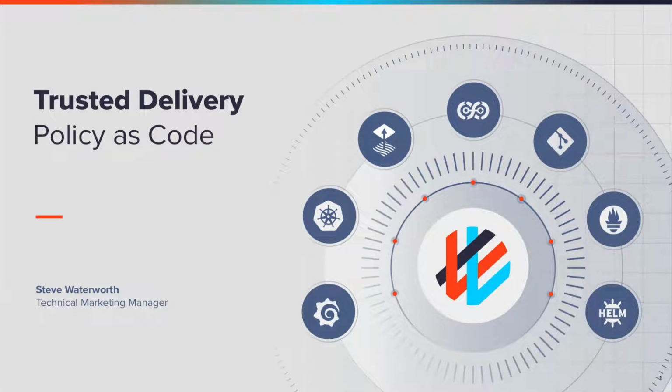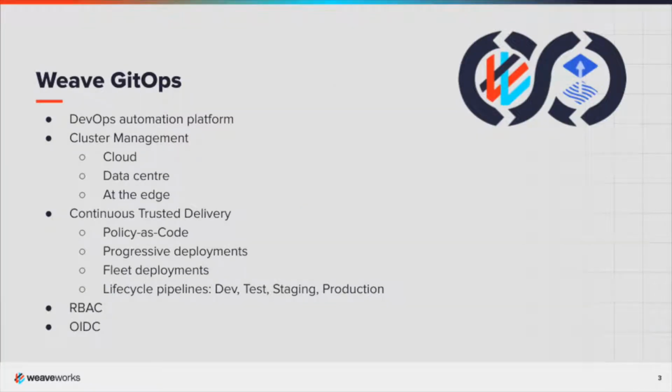In this video, I'm going to show you Weave GitOps Trusted Delivery using policy as code. Weave GitOps is a continuous operations product that makes it easy to deploy and manage Kubernetes clusters and applications at scale in any environment. Built on Flux, it provides continuous application delivery while enhancing security and accelerating software delivery lifecycle.